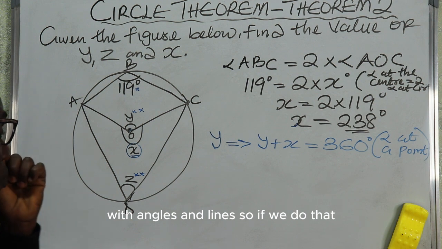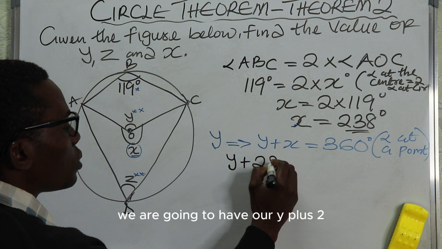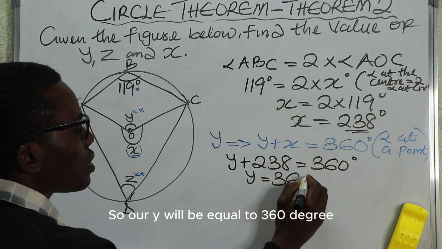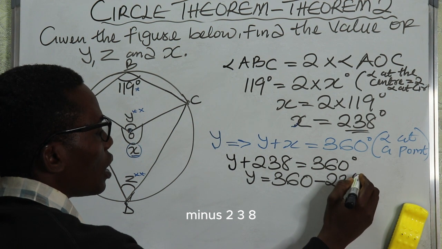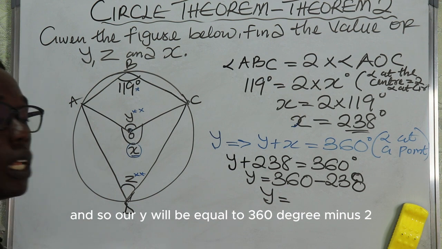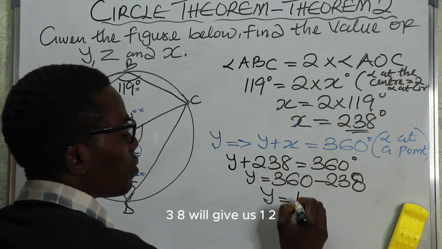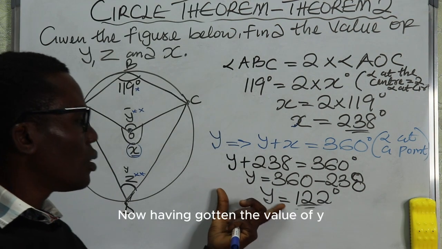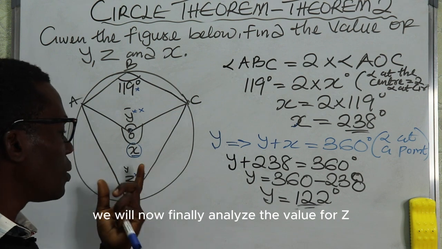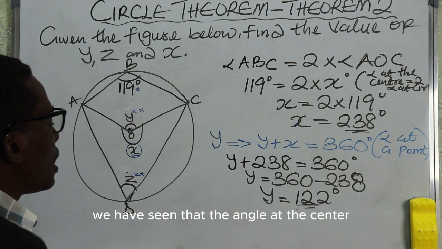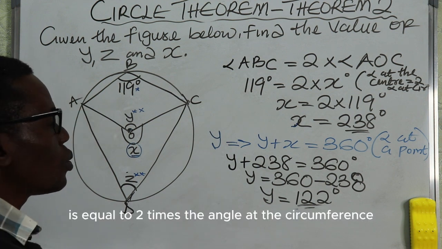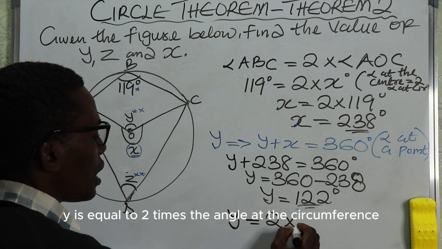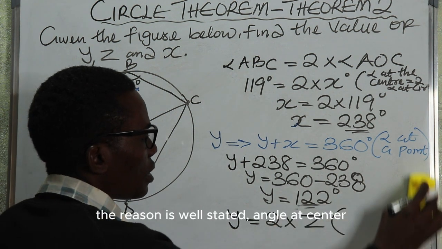So if we do that, we are going to have y plus 238 equal to 360 degrees. So our y will be equal to 360 degrees minus 238, which gives us 122 degrees. And that is that. Now, having gotten the value of y, we will finally analyze the value for z. We have seen that the angle at the center is equal to 2 times the angle at the circumference. So the angle at the center, y, is equal to 2 times the angle at the circumference. The reason is well stated.